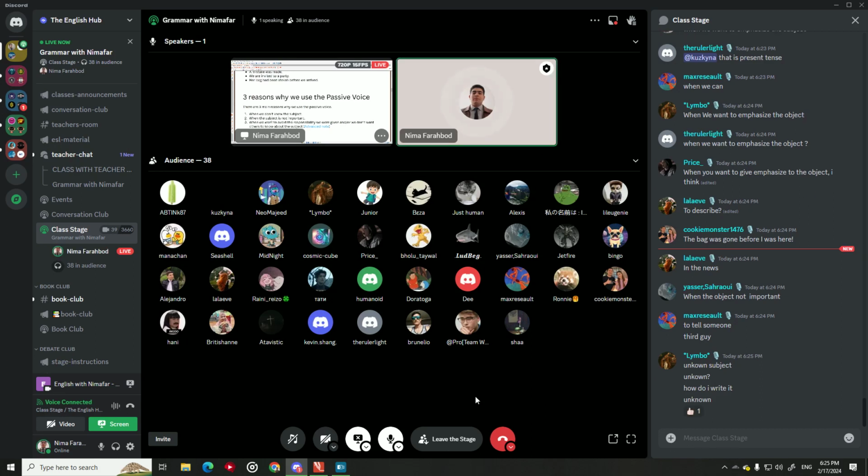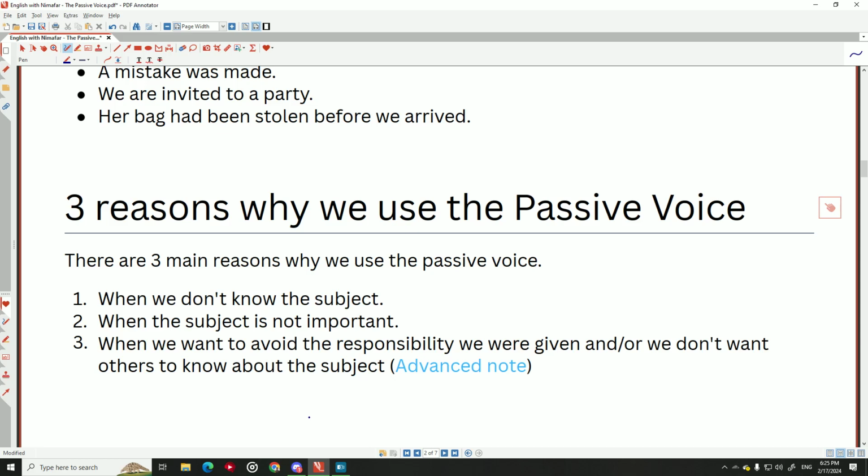A noun. How do I write it? A noun. Yes, that's correct. So when you don't care, when it's not important. And thirdly, mostly we don't have the third one in intermediate books. Mostly you can find it in advanced books.